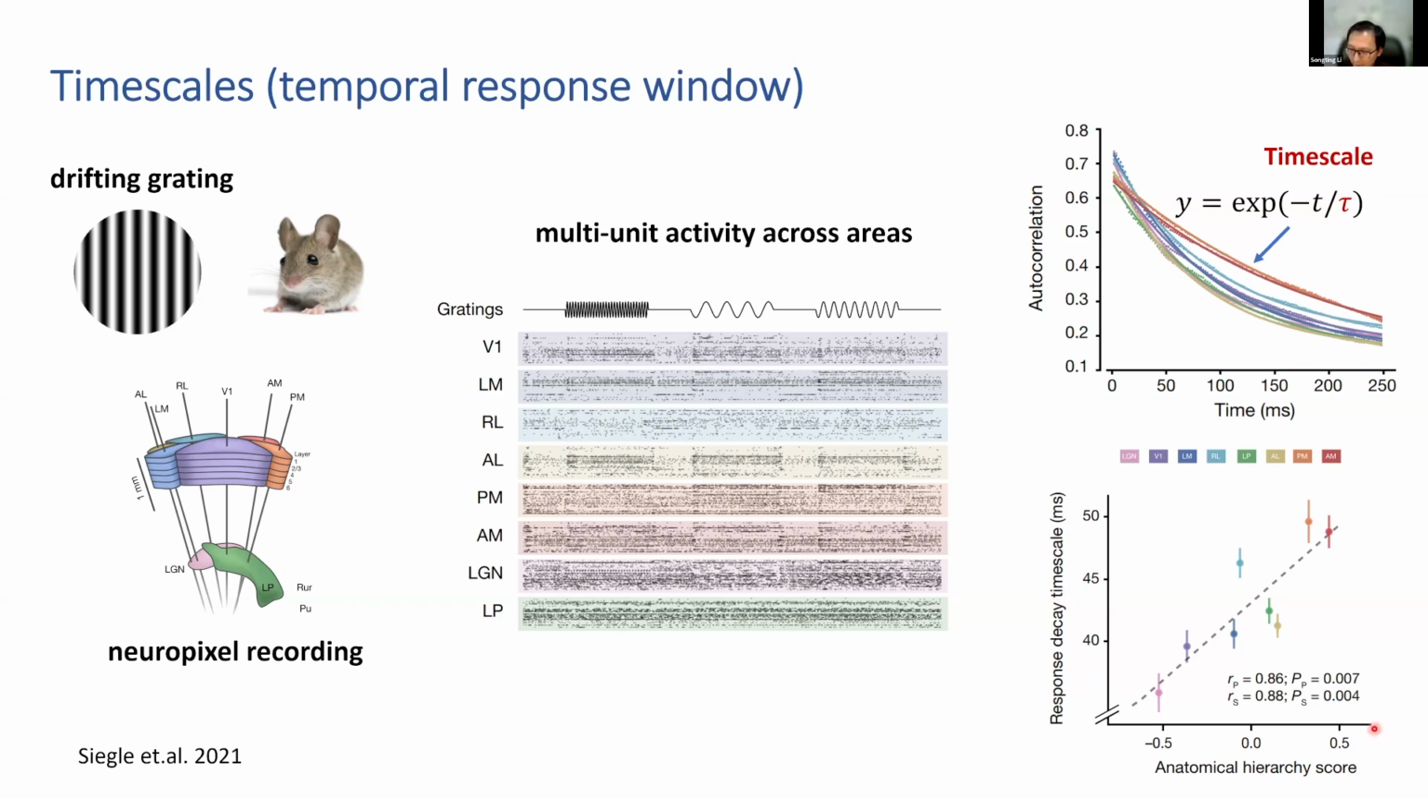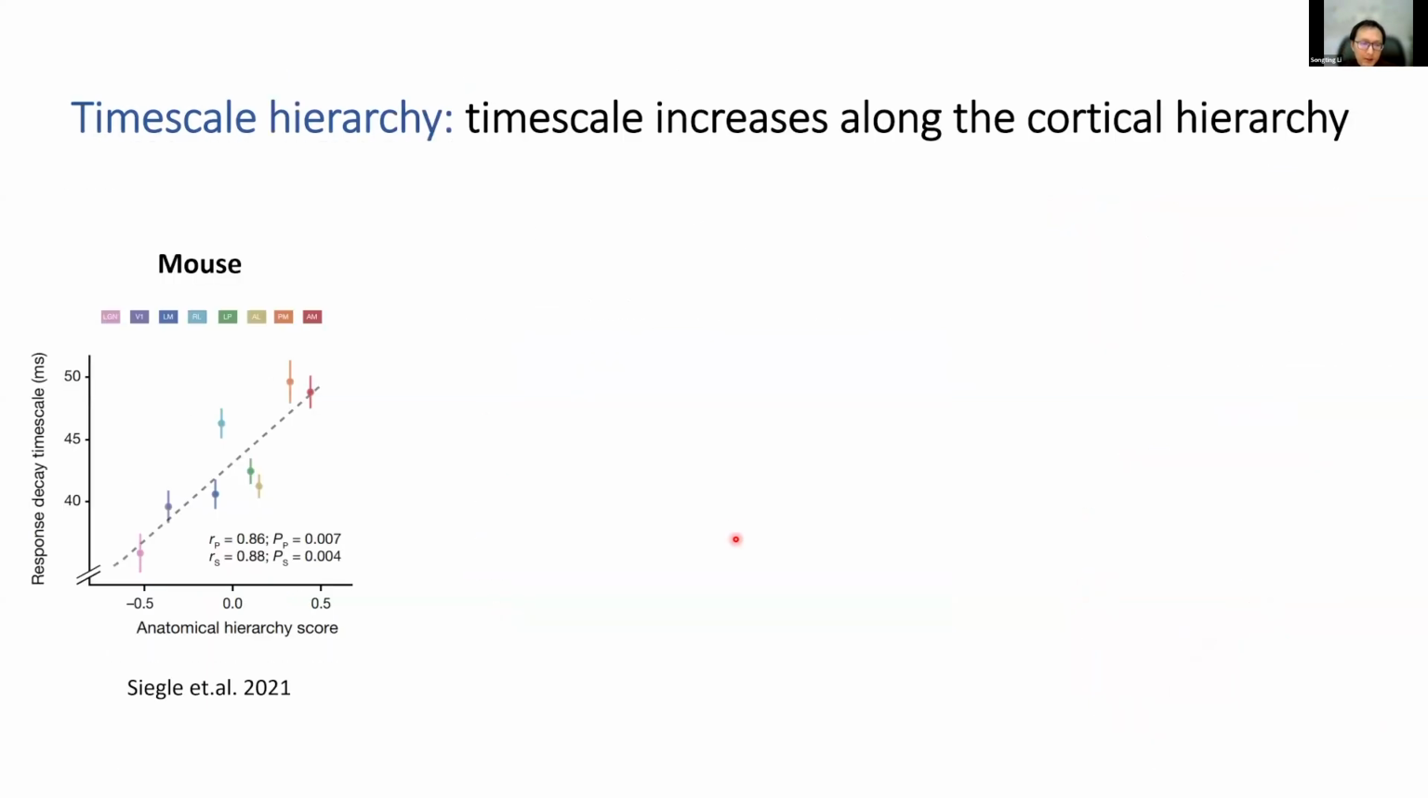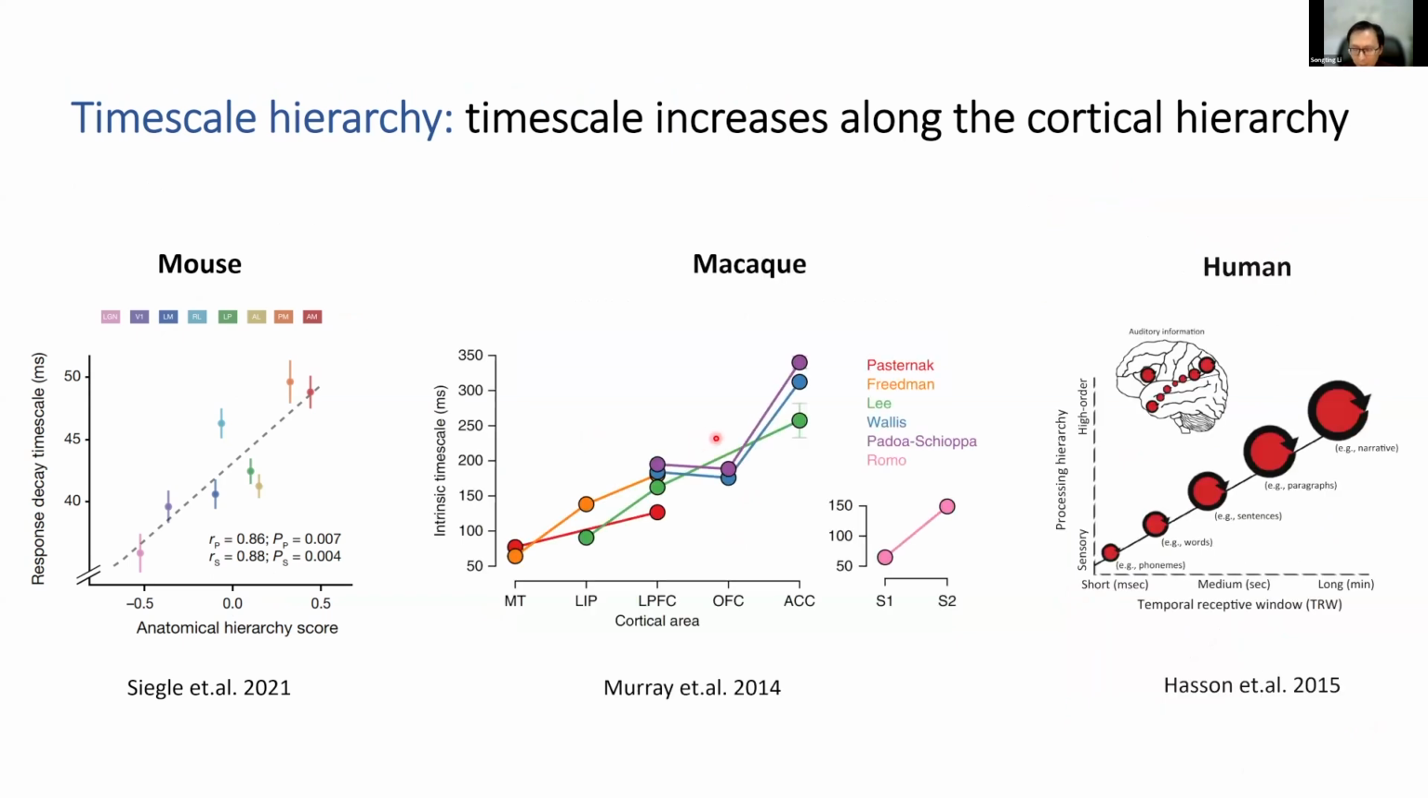That means if an area sits in a high-order position, it's a high-order area, and it usually has a slower timescale. This phenomenon is called timescale hierarchy. The timescale basically increases along the cortical hierarchy, just like the spatial receptive fields. And it's very general, not only discovered in mouse, but also in macaque and in human.